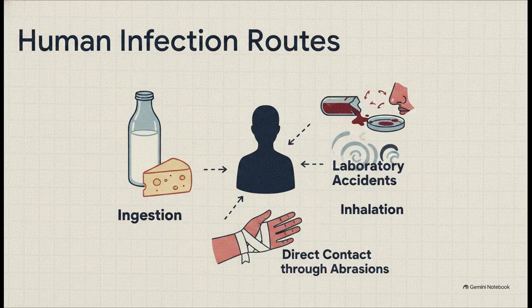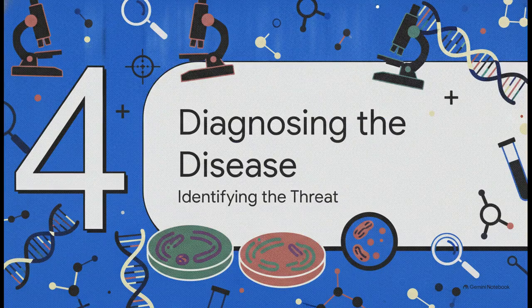The everyday risks are shockingly common. Drinking raw milk or eating dairy products made from unpasteurized milk are major sources of infection. It can also enter right through simple skin abrasions for those handling animals, or even be inhaled. And in a fascinating, slightly ironic twist, because it's so easily aerosolized and so highly virulent, the scientists studying it are actually at extremely high risk. Brucella is a notorious cause of laboratory-acquired infections. Because it is such a stealthy and dangerous pathogen, identifying it is an absolute top priority.